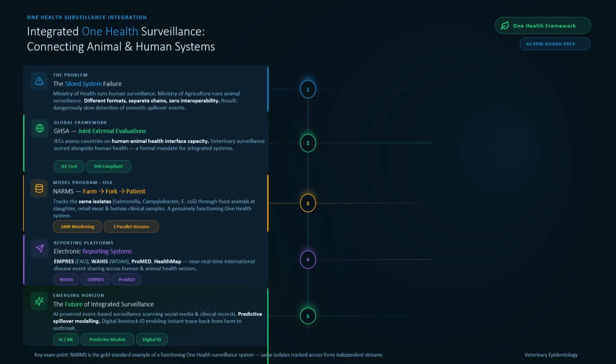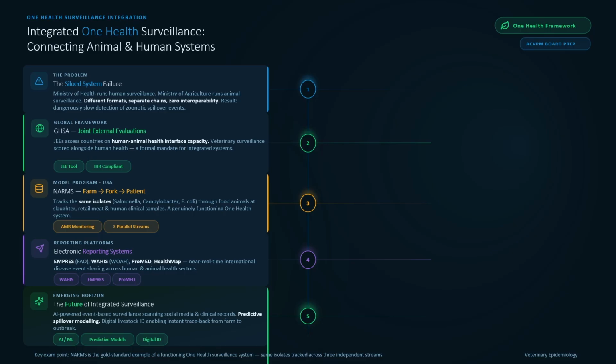In many countries, the Ministry of Health runs human surveillance while the Ministry of Agriculture runs animal surveillance. Different data formats, separate reporting chains, zero interoperability. The result is dangerously slow detection of zoonotic spillover events precisely when speed matters most.